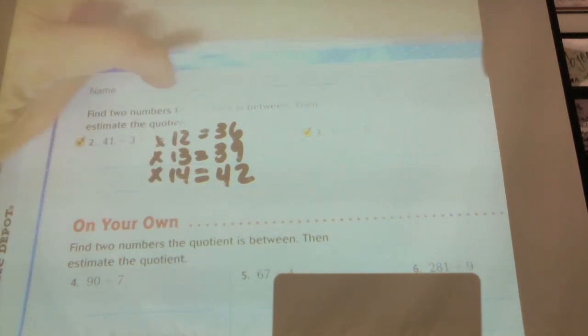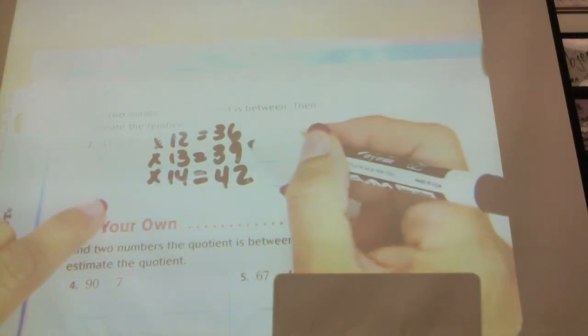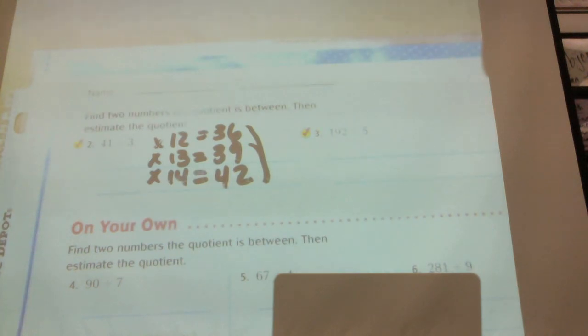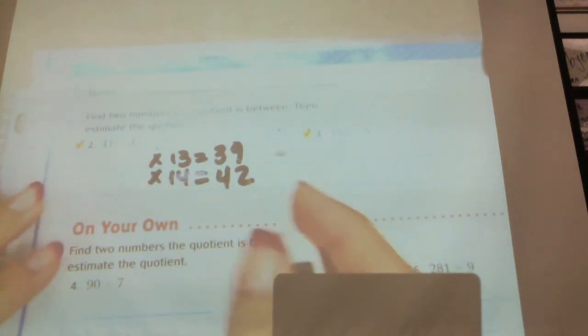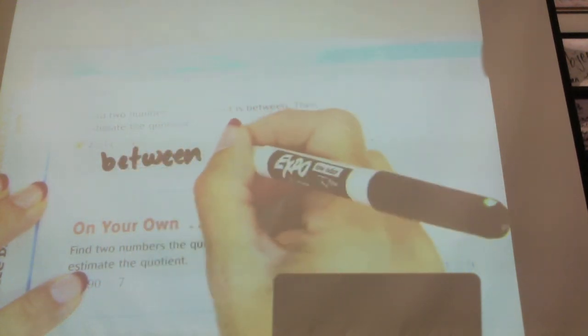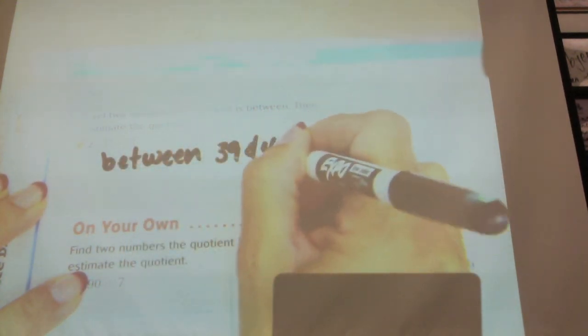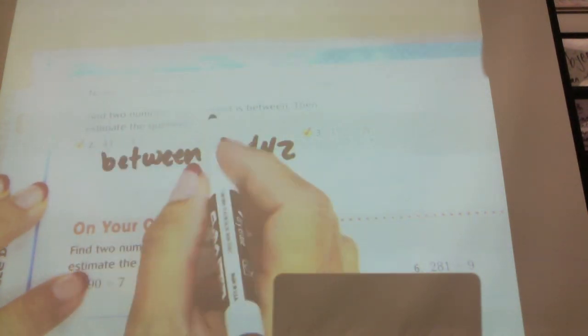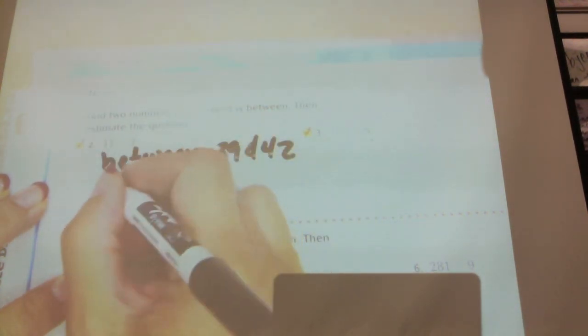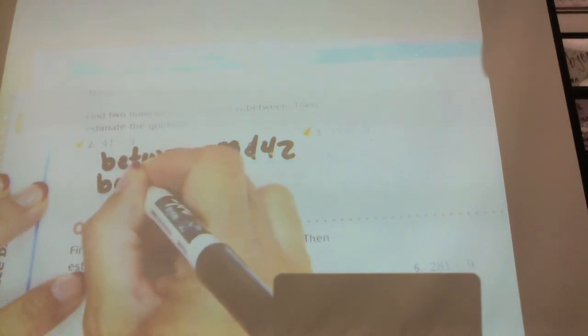All right, so now we're going to say 2 numbers the quotient is between. Which 2 numbers here is it between? Sean? 39 and 42. Right, so I'm going to erase this one because I didn't need that one. So it's between, so if I was going to write my answer, I would say between 39 and 42.